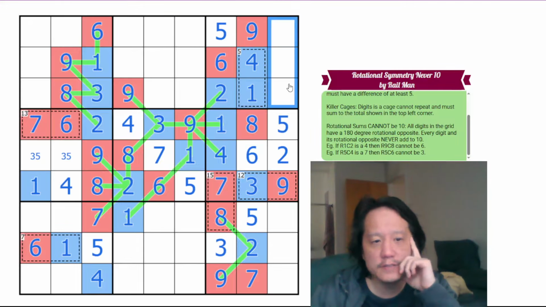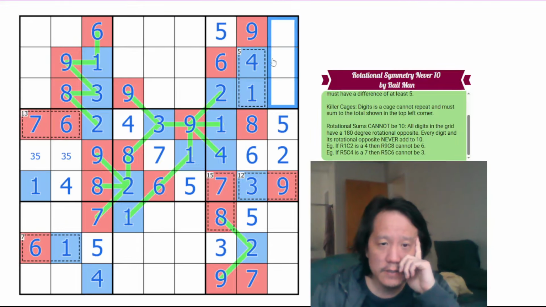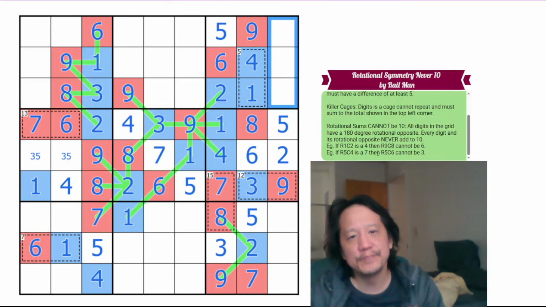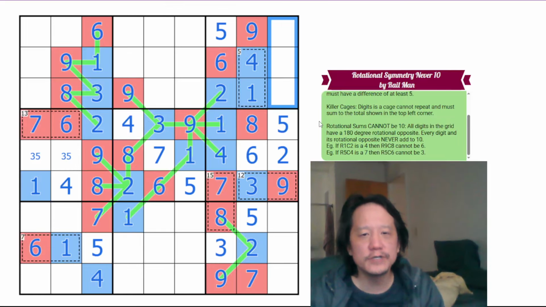Remaining digits in box 3. We have 3, 7, 8. This can't be 3 or 8, so this must be 7, which makes this a 3, 8 pair.